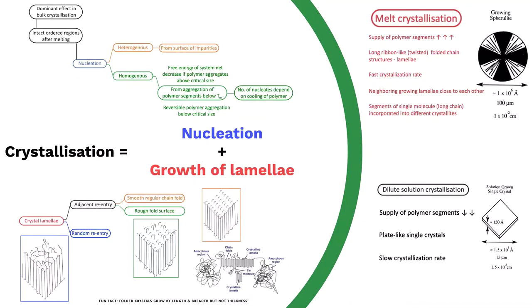Another way to make crystals is to use dilute solution crystallization. Here in this process, the number of polymer segments is lower, resulting in a slow crystallization rate, which gives you small pellet or plate-like single crystals, which are about 15 micrometers in size and 150 microns in thickness.